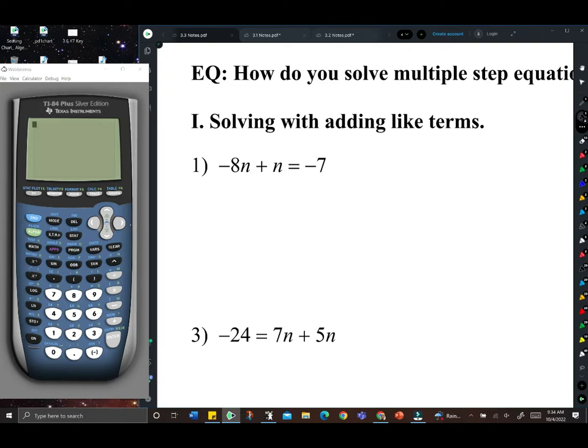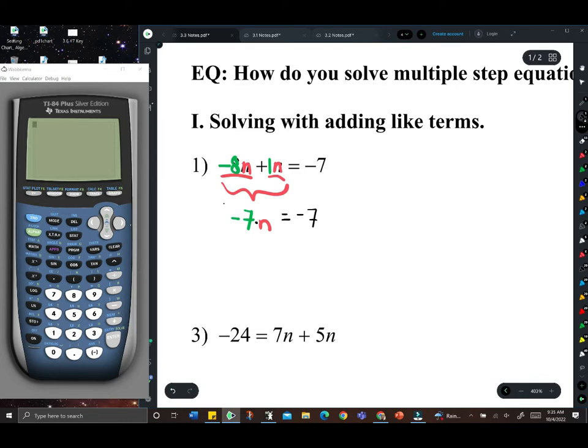So, these types of problems, we see we have a negative 8n and a regular n. Well, these guys are buddies. They're like terms. Remember, if they're the same variable, they combine together. So, we actually want to do that first. So negative 8 plus, there's a little 1 here, negative 8 plus 1 is negative 7n. Okay? Now, once you do that, then it's just like a problem from before.